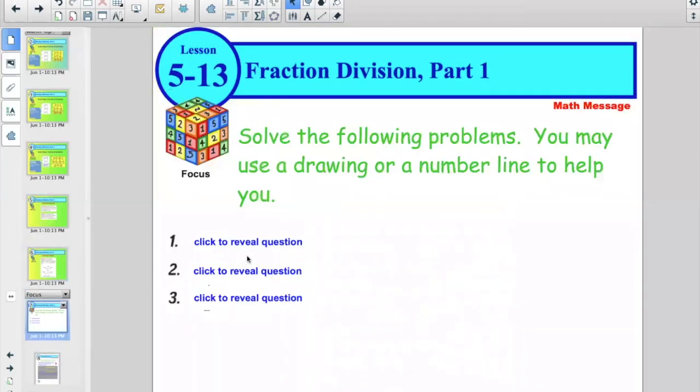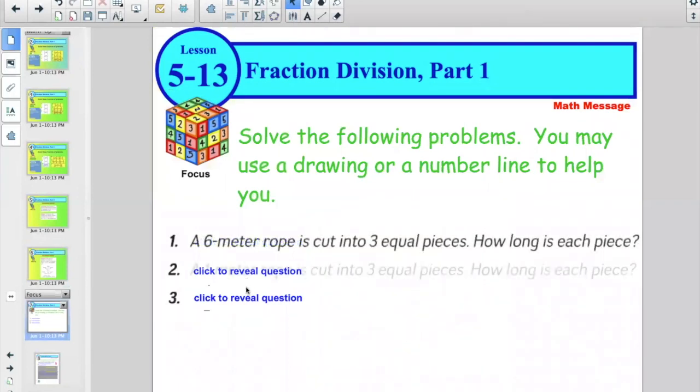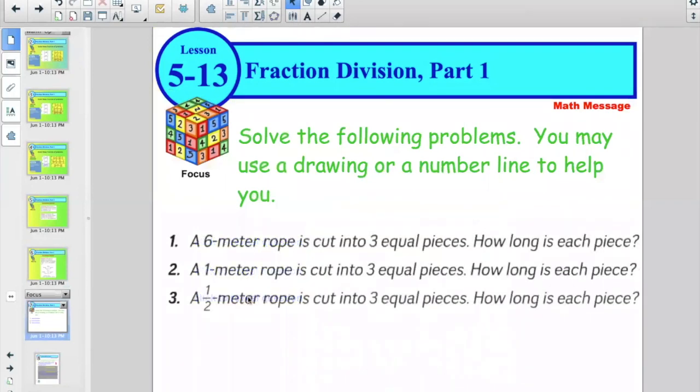Now it's time for our math message. We're going to solve these problems, and we can use a drawing or number line to help us think. First, a 6-meter rope is cut into 3 equal pieces. How long is each piece? Number 2, we have a 1-meter rope that's cut into 3 equal pieces. So how long is each piece? And number 3, we have a 1/2 meter rope that's cut into 3 equal pieces. How long is each piece? Pause the video again and take the time to solve these 3 problems.